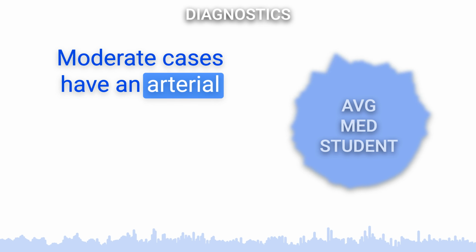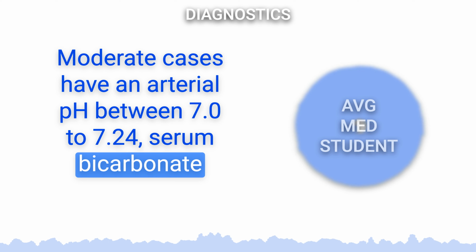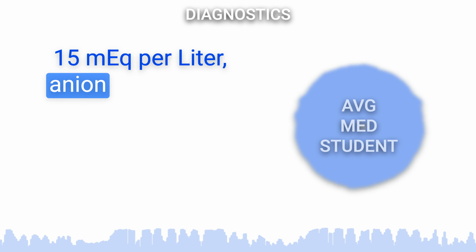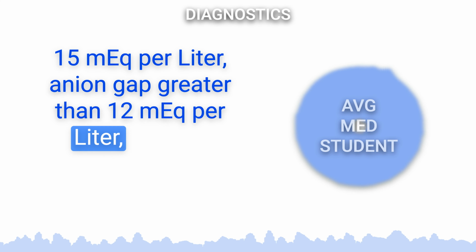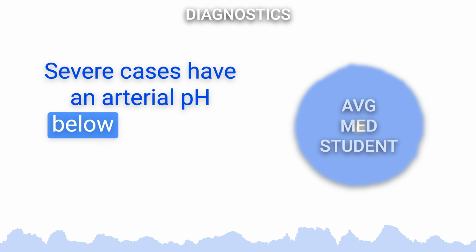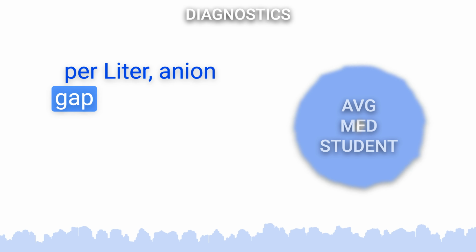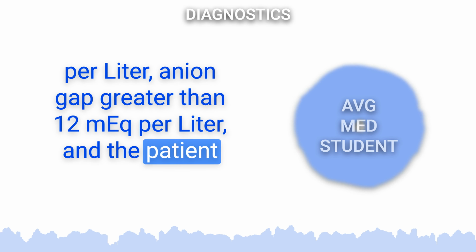Moderate cases have an arterial pH between 7.0 to 7.24, serum bicarbonate between 10 to 15 mg per liter, anion gap greater than 12 mg per liter, and the patient is either alert or drowsy. Severe cases have an arterial pH below 7.0, serum bicarbonate below 10 mg per liter, anion gap greater than 12 mg per liter, and the patient is stuporous.